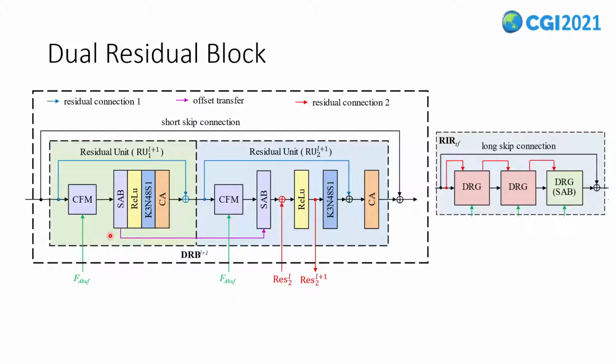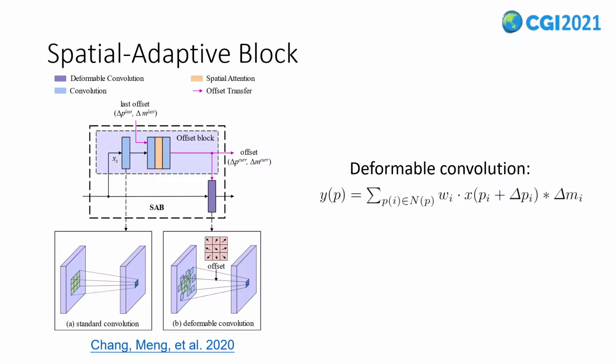But we replace the first convolution layer with the spatial adaptive block and the third dual residual group. The spatial adaptive block has a deformable convolution layer. It takes in offset values generated by the offset block, in which we use 3 convolution layers and a spatial attention module. The deformable convolution can make the network adapt to different spatial changes and improve its flexibility.